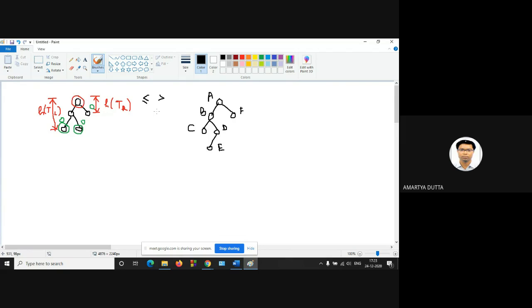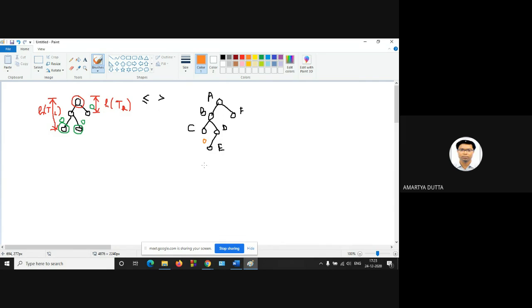Now, an AVL tree is a height balanced binary search tree. You have to calculate the balance factor for every node. While computing the height of your AVL tree, you have to find out the balance factor of every node. So what is the balance factor of E? Because E is the last node, it has no left child and no right child. So height of left child minus height of right child is 0. So the balance factor of E is 0.